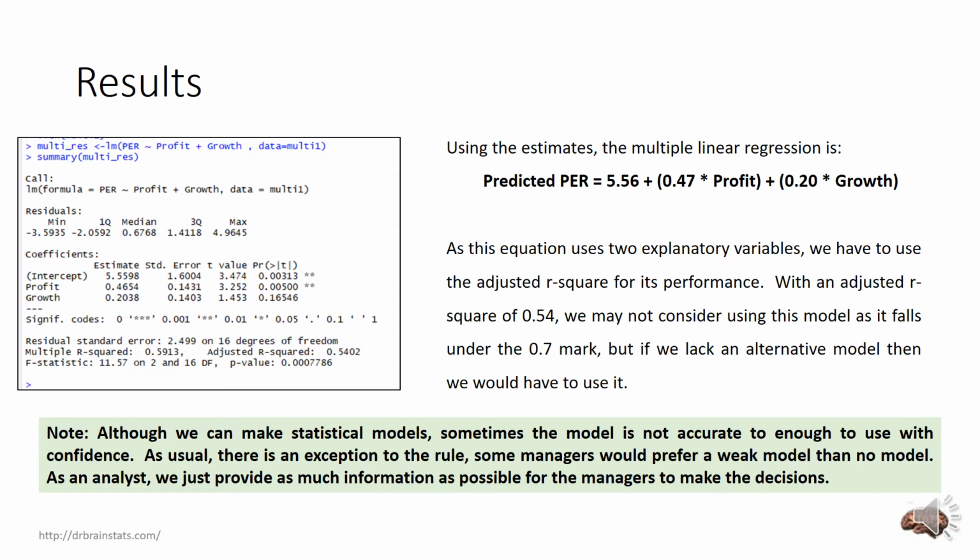As this equation uses two explanatory variables, we have to use the adjusted R-squared for its performance. With an adjusted R-squared of 0.54, we may not consider using this model as it falls below the 0.7 mark. But if we lack an alternative model, then we should use it.